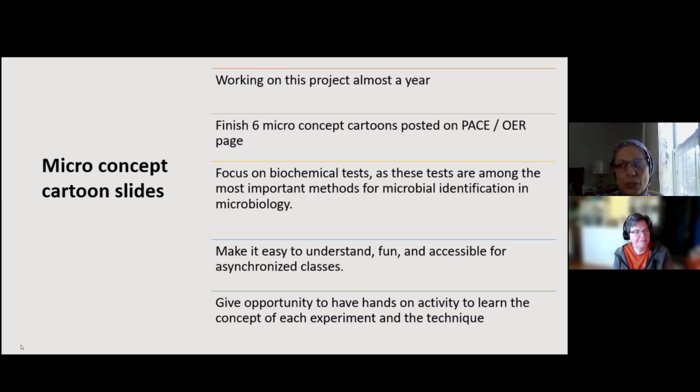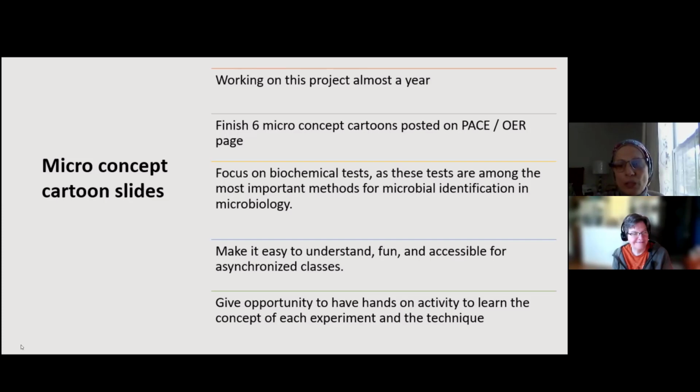These cartoons focus on biochemical tests because these tests are among the most important methods for microbial identification. In each semester, I have some students who struggle understanding the concept of these experiments. So I created these materials to help students with conceptual challenges learn the concept and the technique in a fun and simple way.